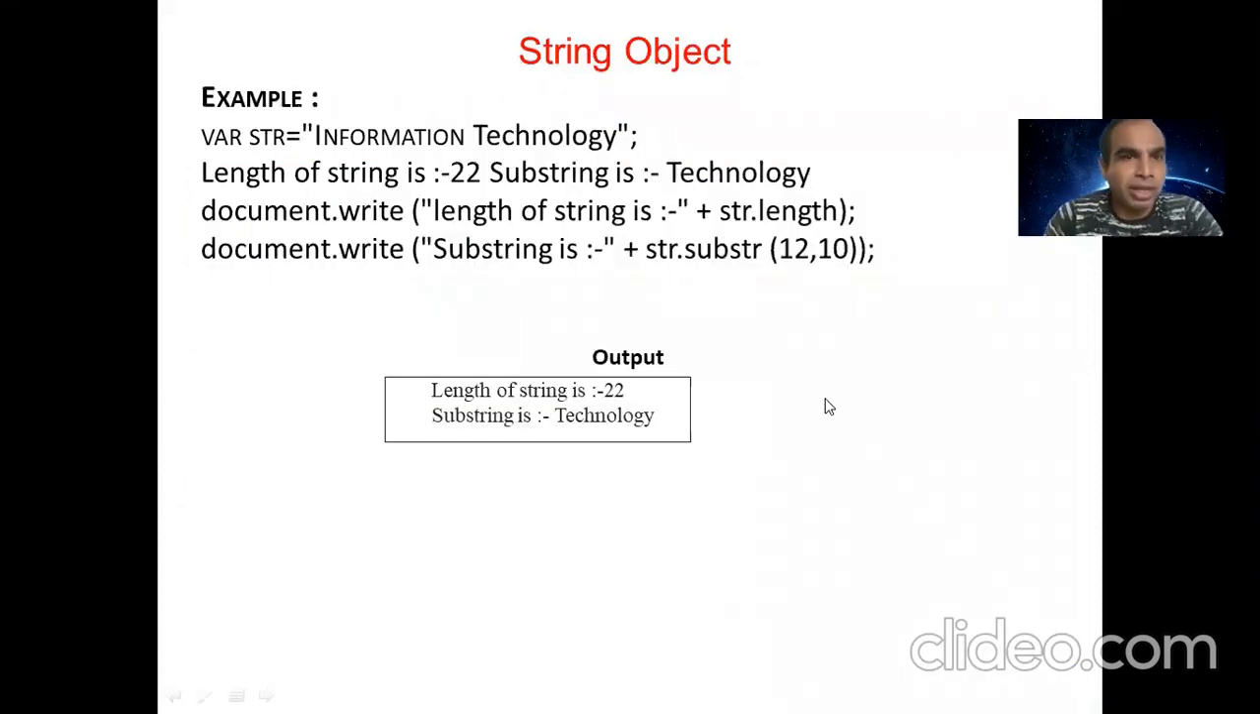Next one, example, string object. How do we do it? var str = "information technology". If you want to find out the length of the string, it is 22, and then the substring is technology. So how can we write it? document.write, length of the string is str.length, and then document.write again.